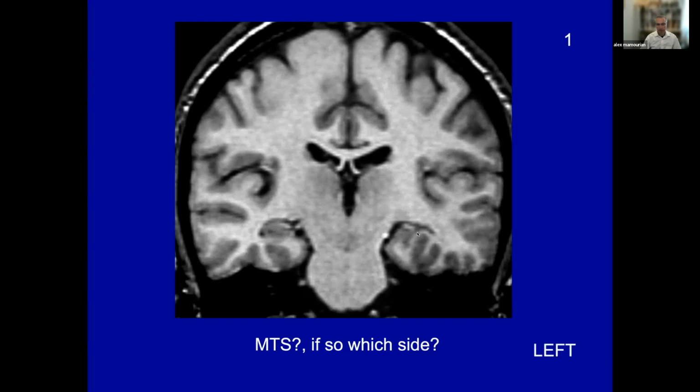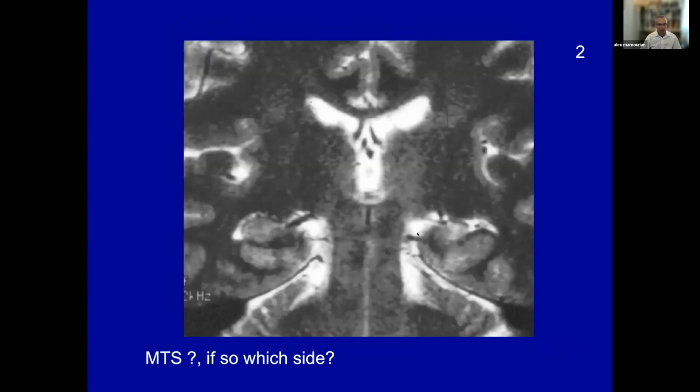Let's try another one. So again, this is the patient's right side. This is the patient's left side. And this is case two. And if you could decide on which side, if you believe the patient has mesial sclerosis, which side do you think the abnormality is on?